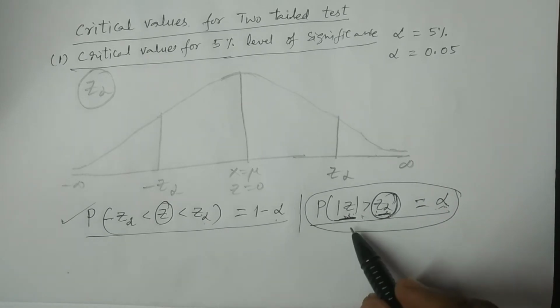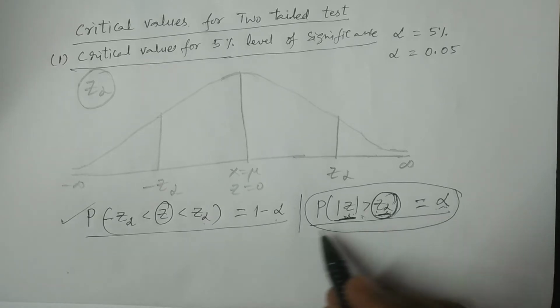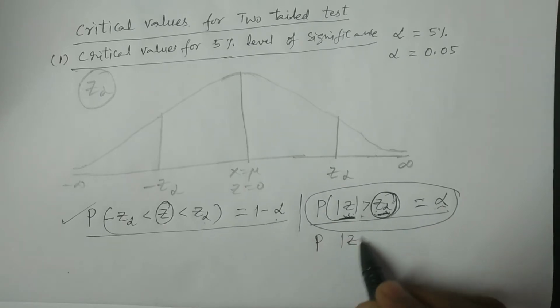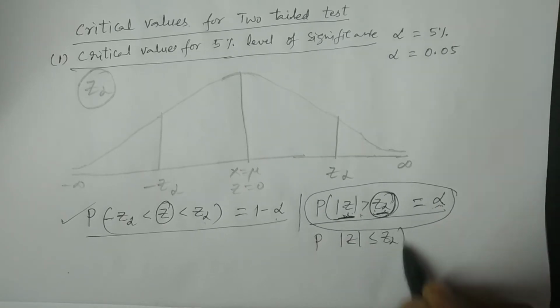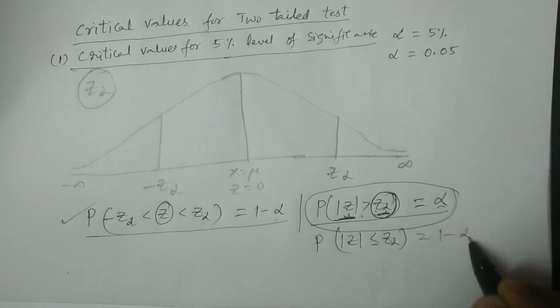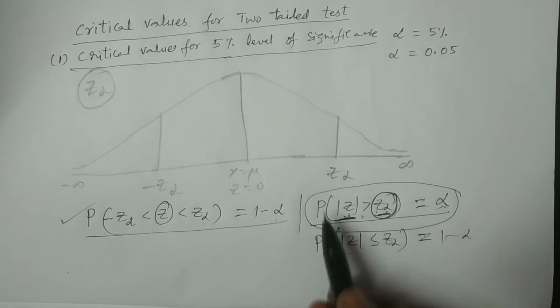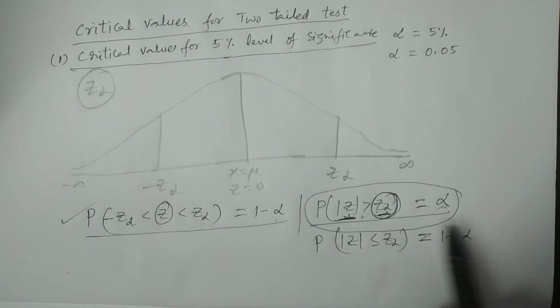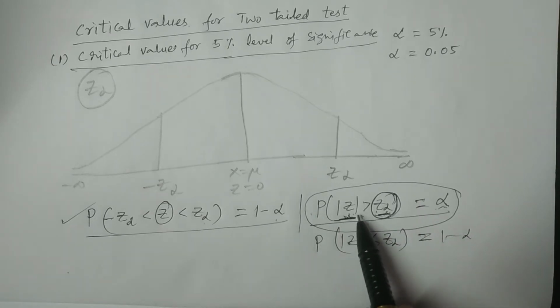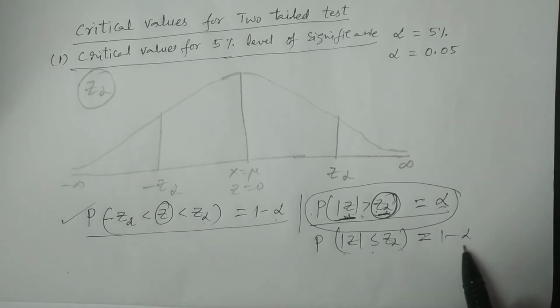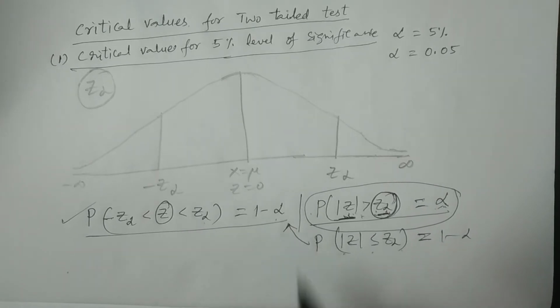Which means modulus of z greater than z alpha. If you subtract from 1, then the probability of modulus of z less than or equal to z alpha is equivalent to 1 minus alpha. We have subtracted from 1 on both sides: 1 minus probability of z greater than z alpha is nothing but probability of z less than or equal to z alpha, which is equal to 1 minus alpha. This is nothing but this.